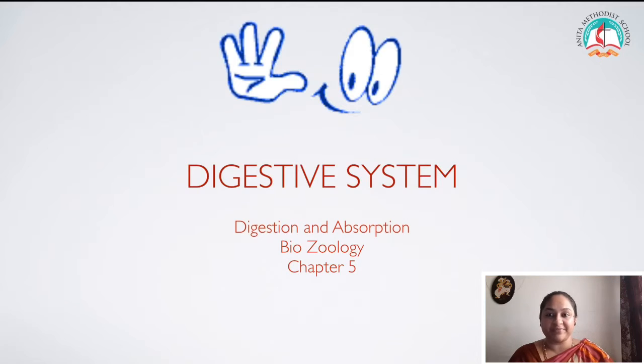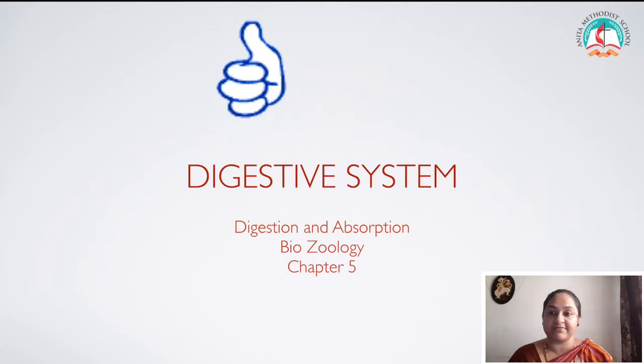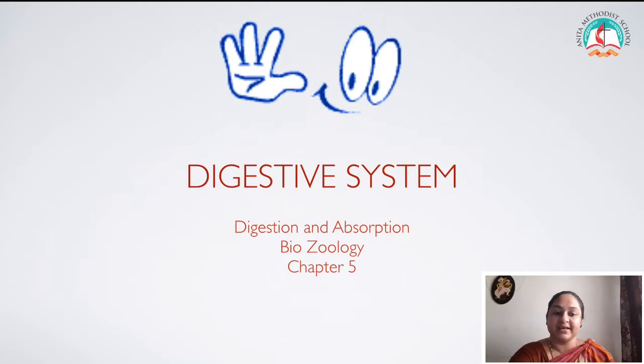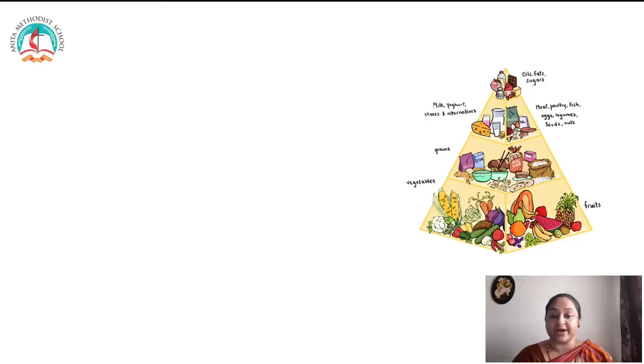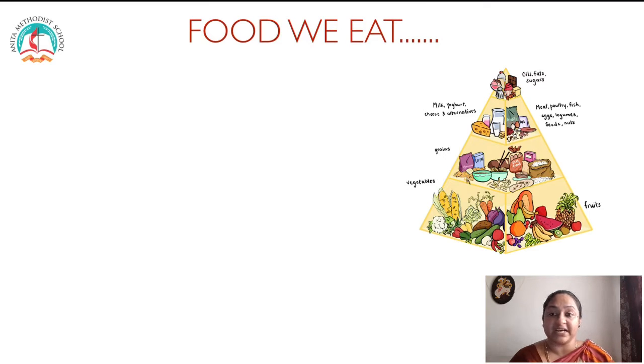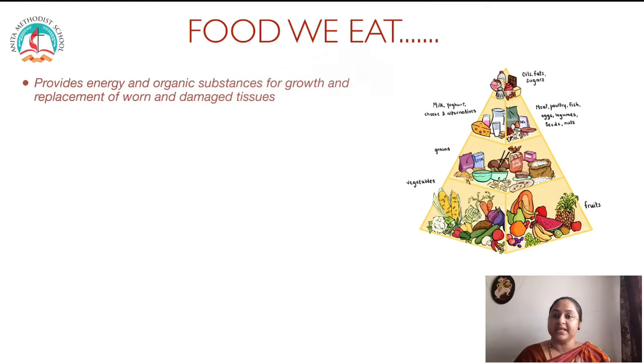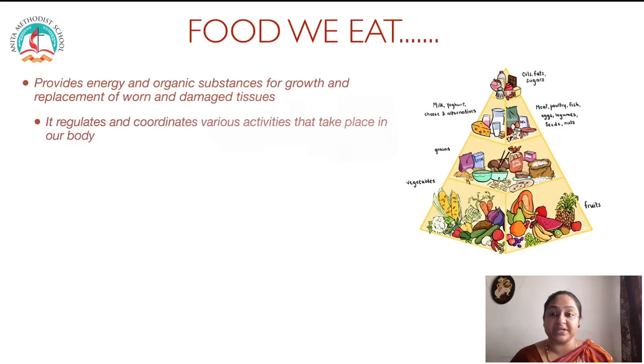Good morning children, today we are starting with the digestive system, chapter 5 in your biozoology. Think of the food that we eat. It provides energy and organic substances for growth and replacement of the worn out and damaged tissues in our body, and it regulates and coordinates various activities that take place in our body.